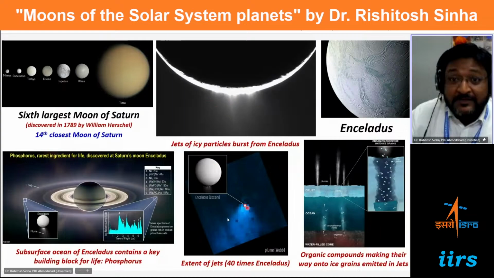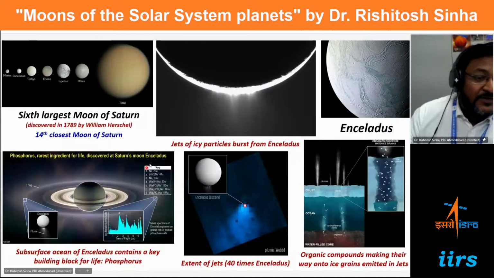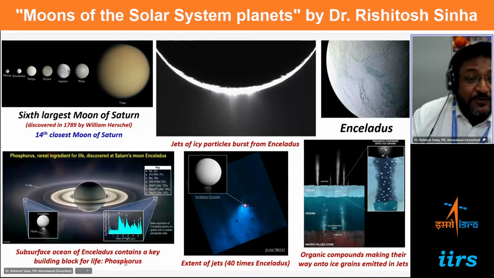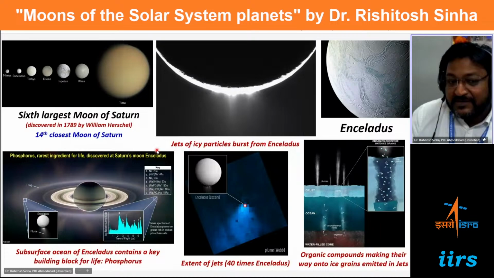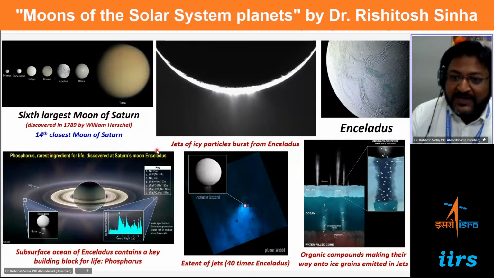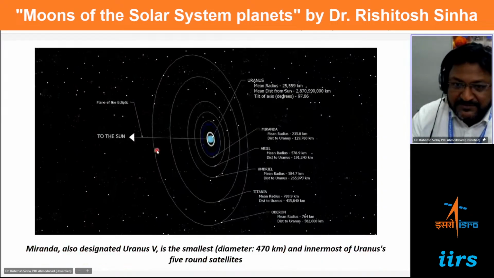Along with these plumes and along with the detection of water vapor by the Webb telescope, phosphorus has also been discovered in Saturn's moon Enceladus. Phosphorus is a very essential building block for life, and that has been detected in Enceladus. So you see how relevant these moons are when we talk about exploring the signatures of life, exploring the possibility of life on these planetary bodies, maybe in the past or in the present. That's why I have been telling you these moons are very important for detailed exploration.